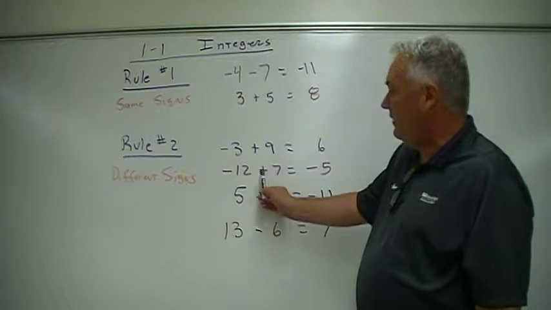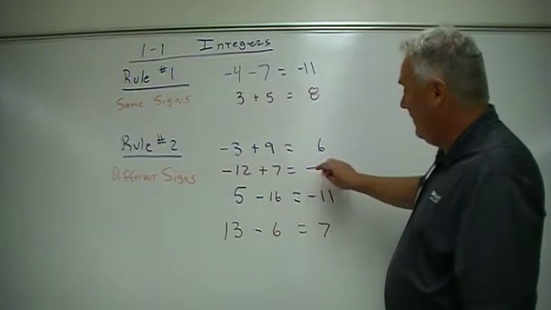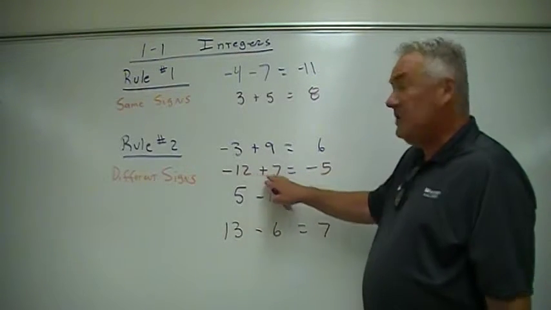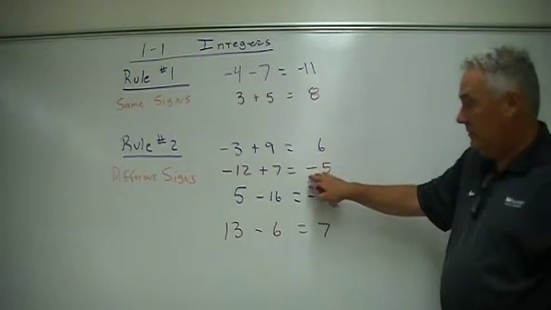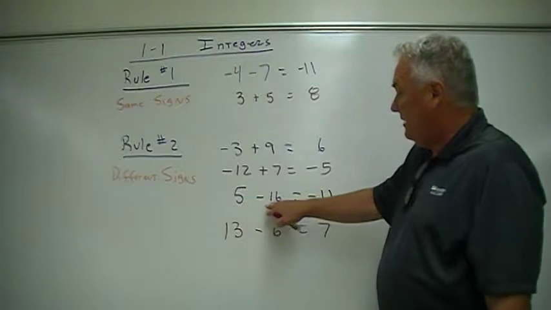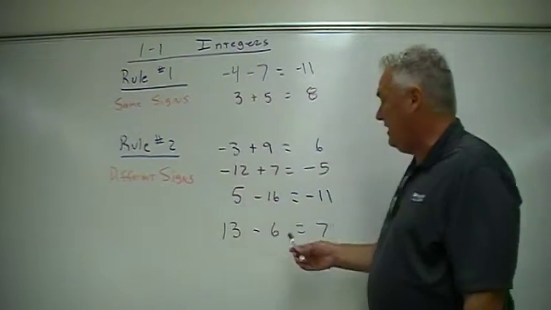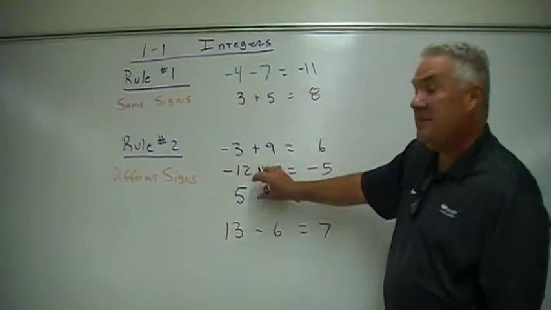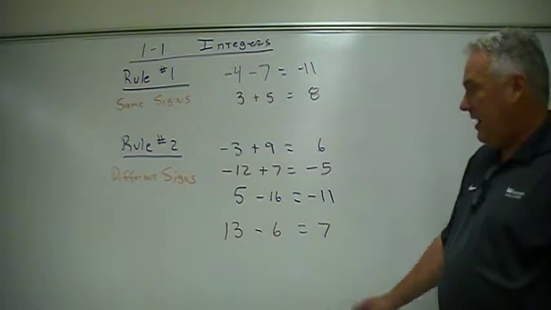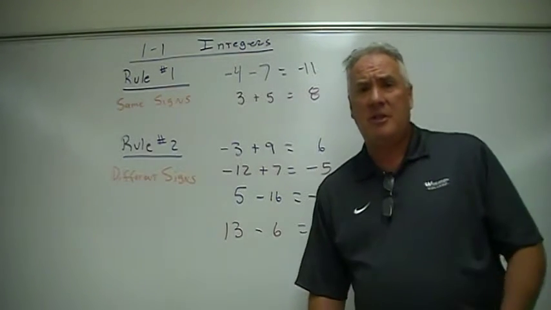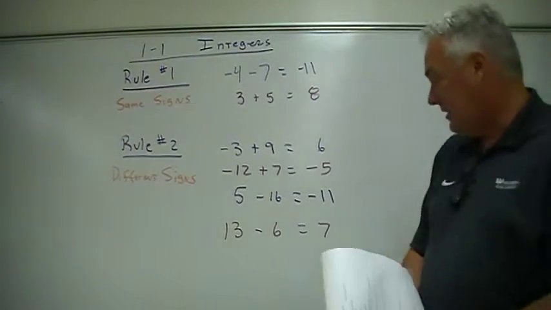-12 plus 7. The signs are different. Find the difference of the numerals. 12 minus 7 is 5. 12 is larger than 7 though, so the negative stays with the 5. 5 minus 16, positive minus, it's different signs. 16 minus 5 is 11. 16 is bigger than 5, so the negative stays there. And then we have another one too. So that finishes up rule number 1, rule number 2. That's ultimately the most important of the signs.